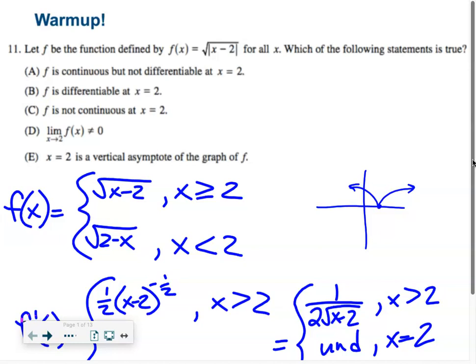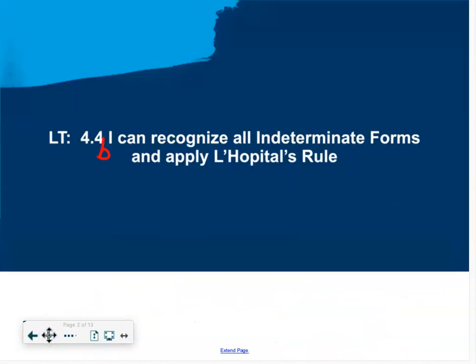All right, so let's get into today. Today we're doing 4-4b. If you like to give your notes a name, you would call this L'Hopital's rule day 2, or L'Hopital's rule continued. 4-4b, second day of L'Hopital's rule.